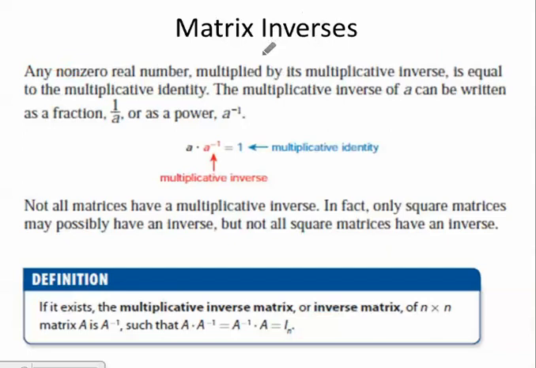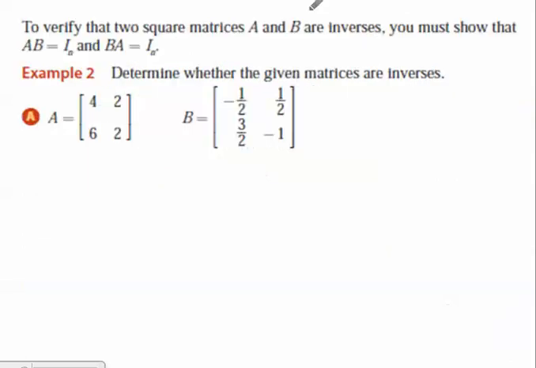So, what is an inverse? An inverse is when I multiply two matrices together and I get that multiplicative identity. We get that 1, 0, 0, 1 matrix back. Now, not all matrices have a multiplicative inverse. In fact, only square matrices may possibly have an inverse, but not even all square matrices have an inverse. We have to be very careful with it and make certain we check.